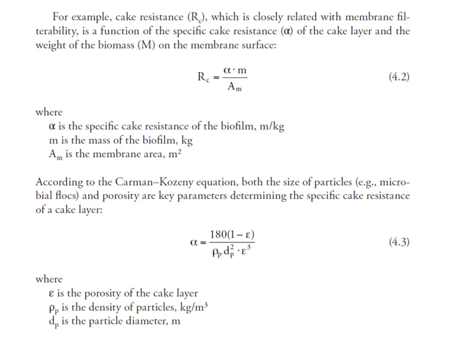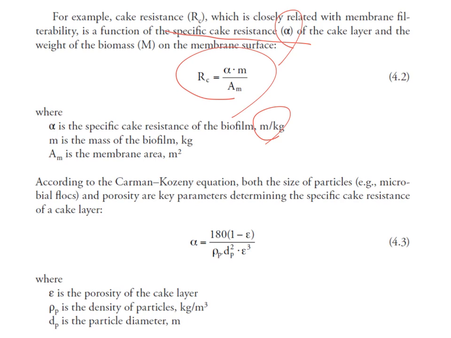So the relationship between the cake resistance, specific cake resistance, and the cake mass is shown in equation 4.2. So the R_C is proportional to the cake mass per membrane area, and this correlation coefficient is the specific cake resistance, which is shown as alpha. The unit for alpha is meter per kilogram, so this is another thing that you have to know.